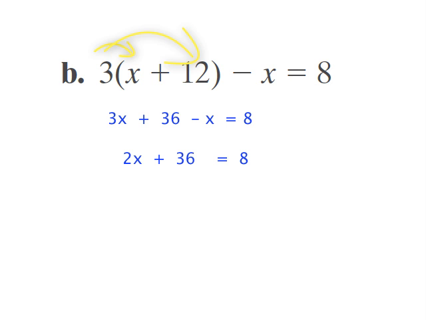Now subtract 36 from both sides of the equation. On the left-hand side, you're left with 2x. On the right-hand side, 8 minus 36 is negative 28. Divide both sides by 2. 2x divided by 2 leaves us with x. Negative 28 divided by 2 is negative 14. So x equals negative 14.